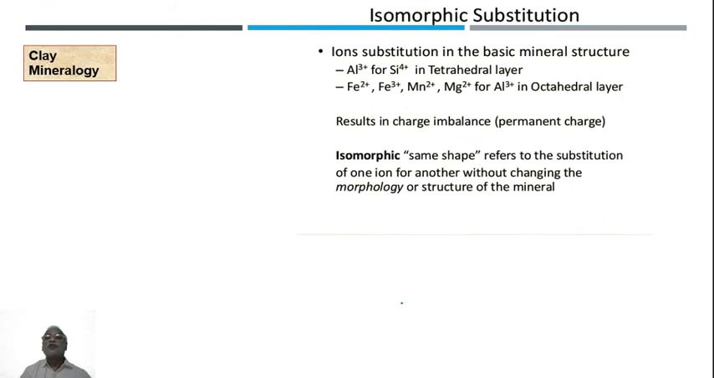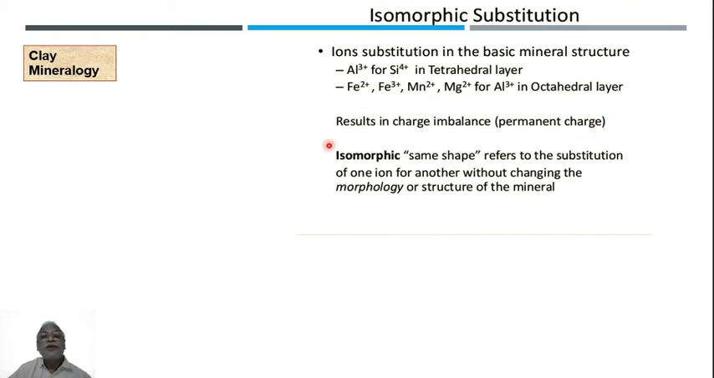Okay, what is isomorphic substitution? I can just see here. We'll read it out. Ion substitution in the basic mineral structure. That is, we have aluminum plus 3 and silicon plus 4 in the tetrahedral layer and octahedral layer. Now Fe2+ or Fe3+, manganese, magnesium, aluminium in octahedral sheets. Okay. Now this results in a change of imbalance, a permanent change.